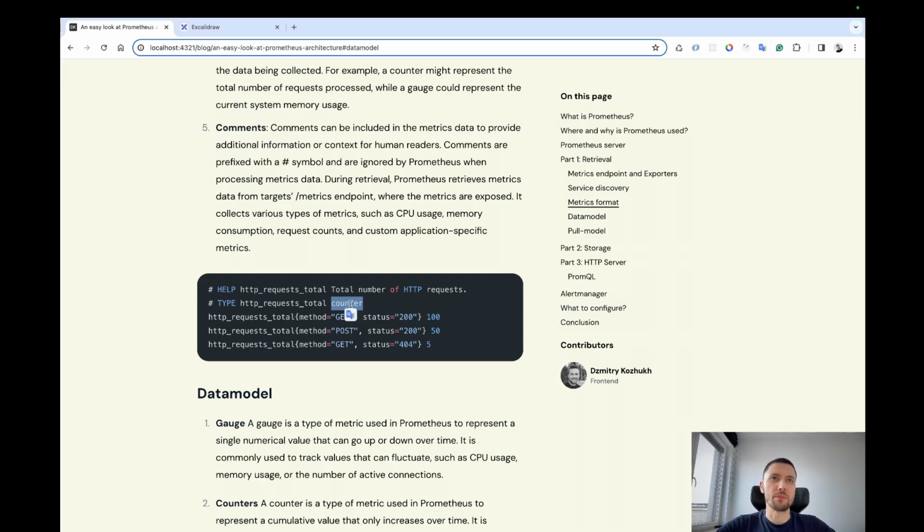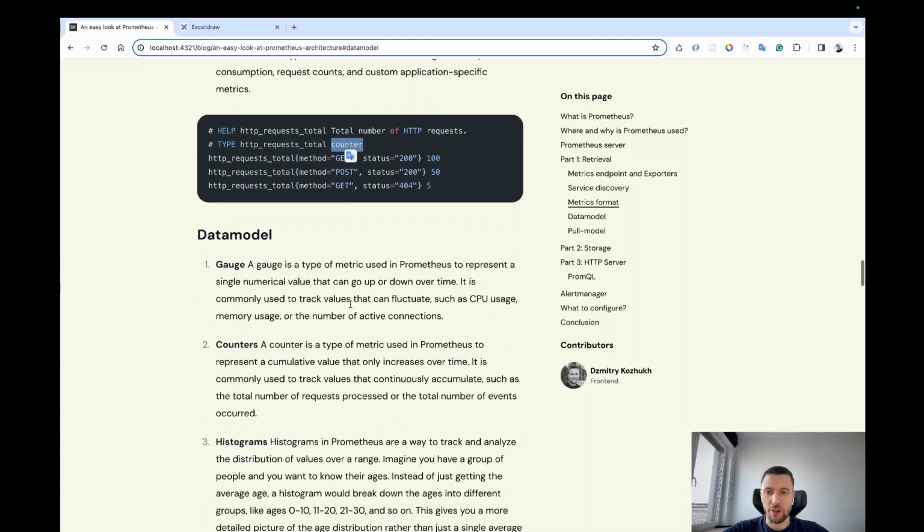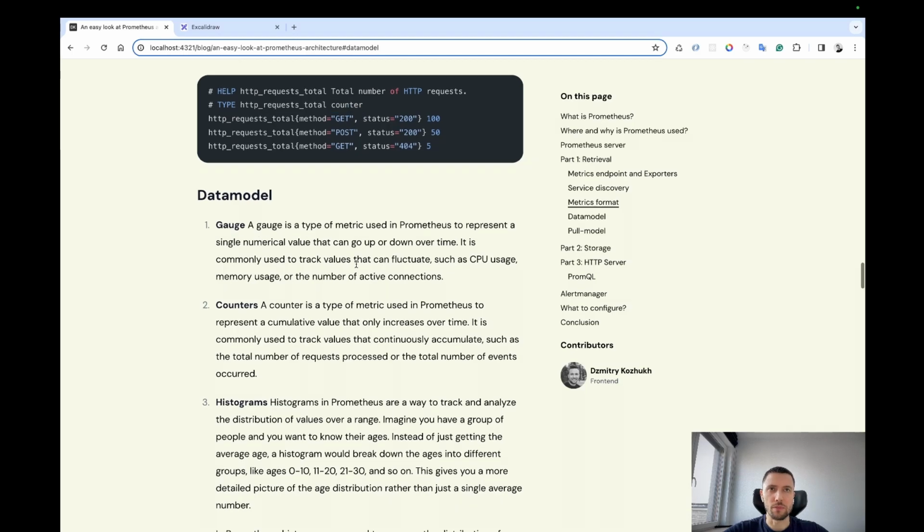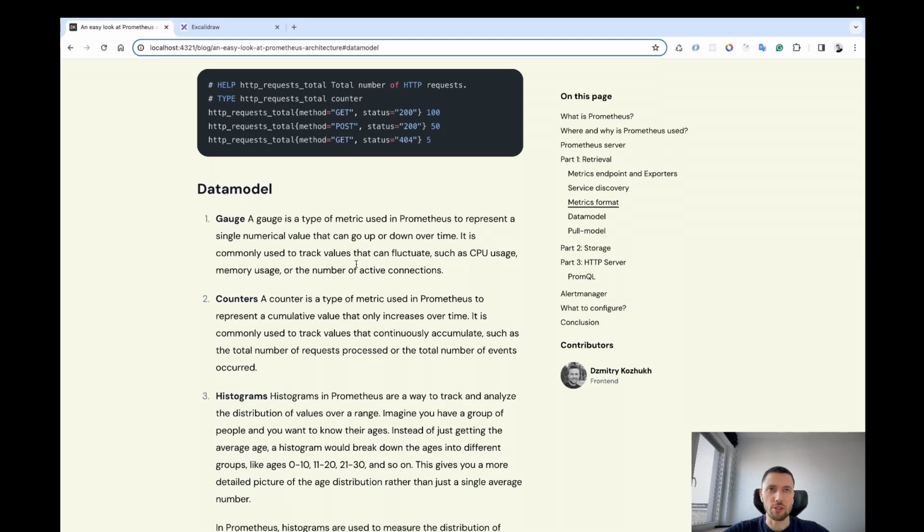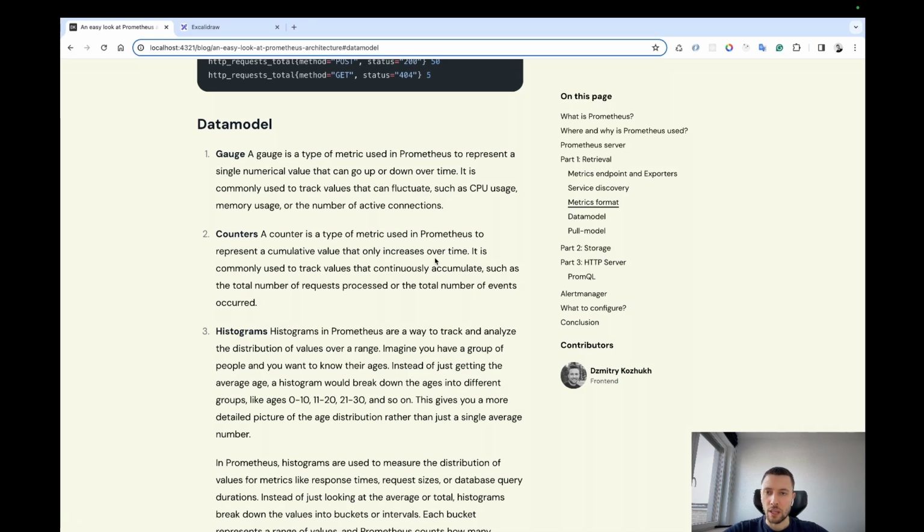Here we have a type of metric called counter. Let's find out which types of values we can collect. There are 4 of them. Gauge. Gauge is a type of metric used in Prometheus to represent a single numerical value that can go up or down over time. It can be negative, and it's commonly used to track values that can fluctuate, such as CPU usage, memory usage, or number of active connections.